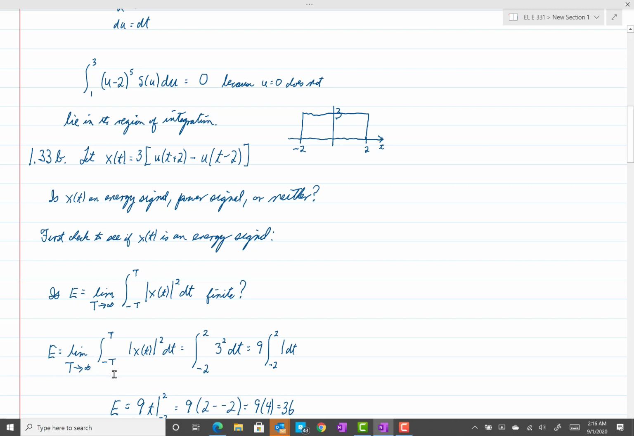Okay, so in this case then, this expression for the energy E will become the limit as T goes to infinity of the integral from negative T to T of, well, you see what happens. We have the magnitude of x of t squared dt.